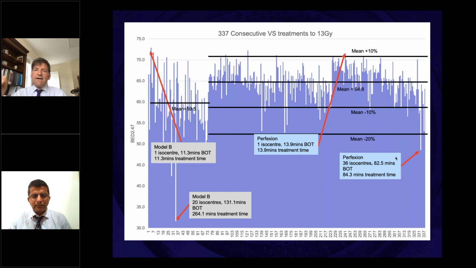So we have hot treatments that are in excess of 10% above the mean, and cold treatments which are in excess of 20% below the mean. So I hope that this shows you how heterogeneous the treatments are that we're currently delivering, because we're assuming that prescription dose is directly related to clinical effect. And we know that's not the case now. It's BED that is related to clinical effect.